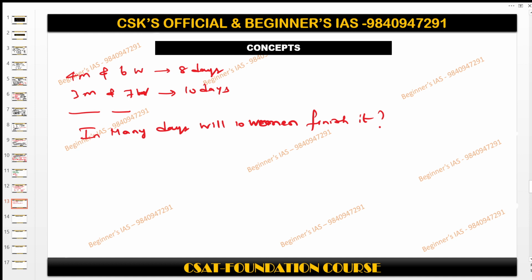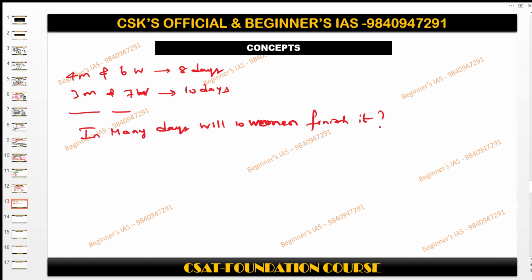Let me wait. How many of you are going to solve this problem? Many methods are there to solve. You can use the previous method itself, the equating method. Calculate one day, then calculate one man, or else equate the men, then convert that in terms of a woman. Then you can easily find it.